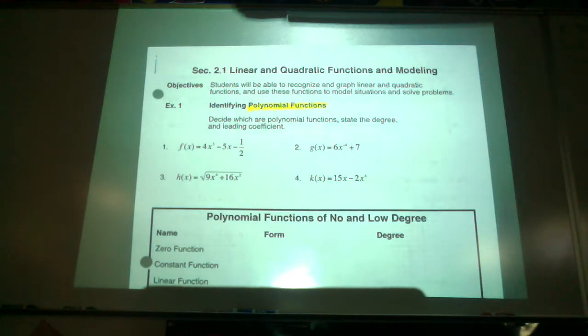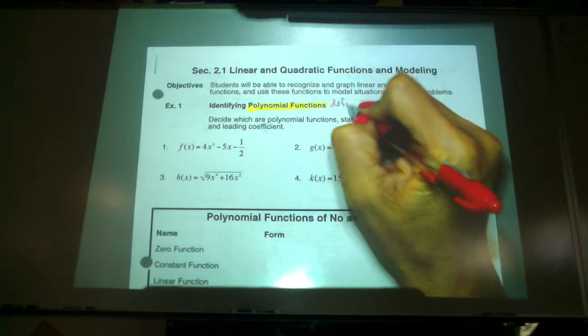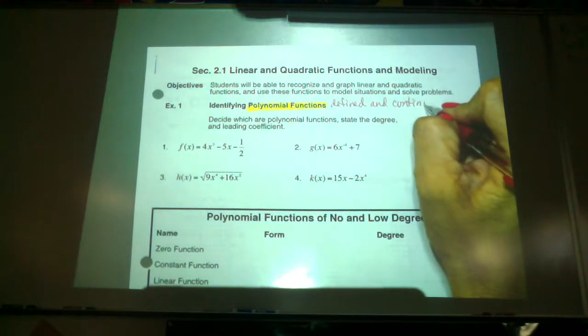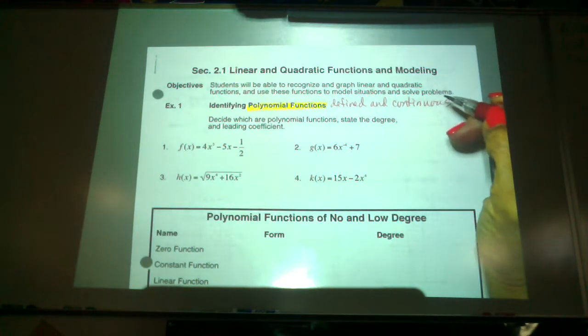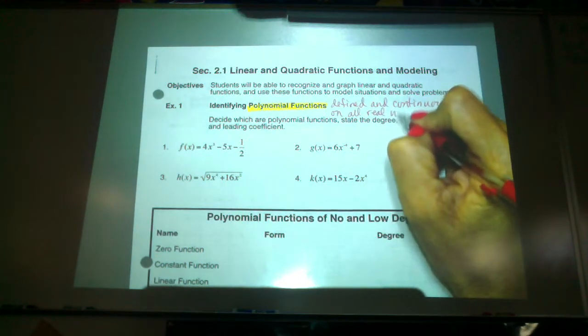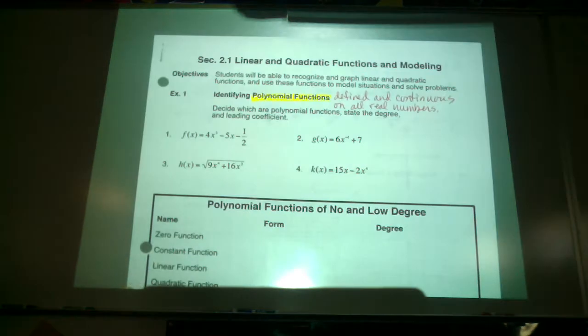So a polynomial function is defined as something that is defined and continuous on all real numbers. And what that means is when you look at the function, its domain is unrestricted. So there's no variables in a denominator. There are no variables underneath a square root sign.